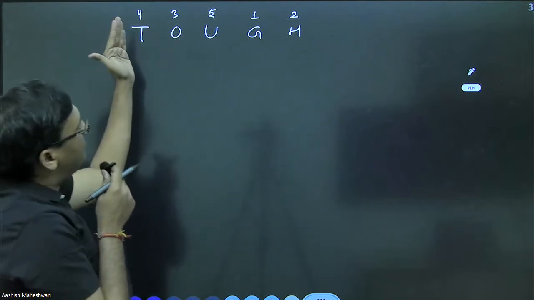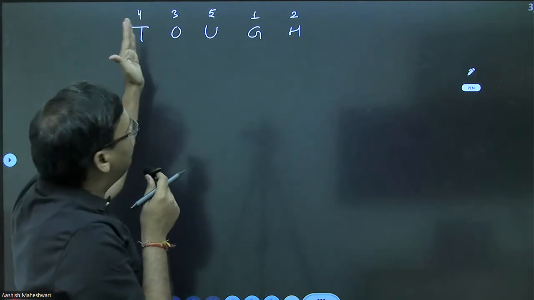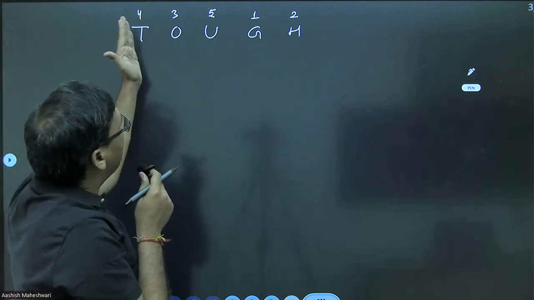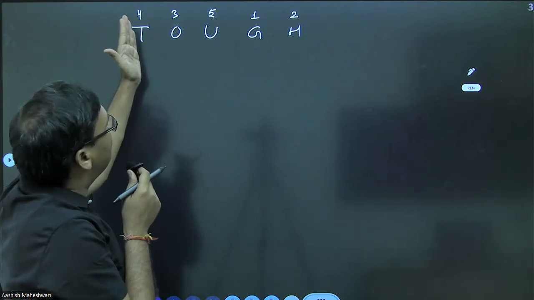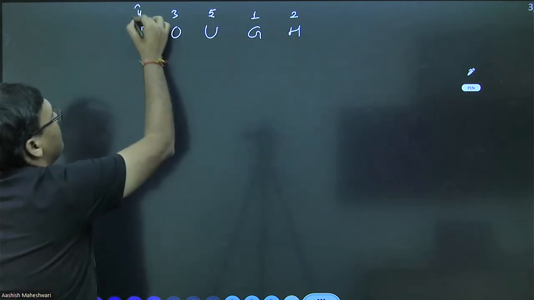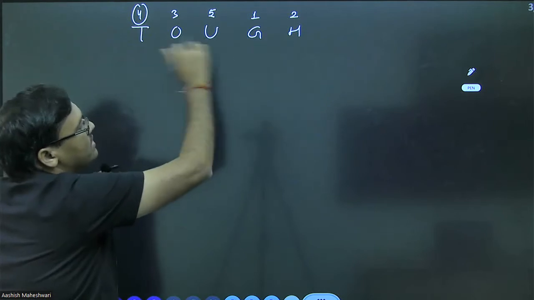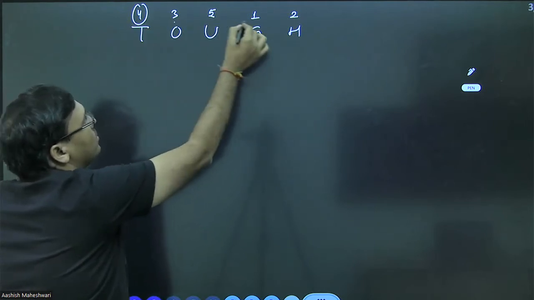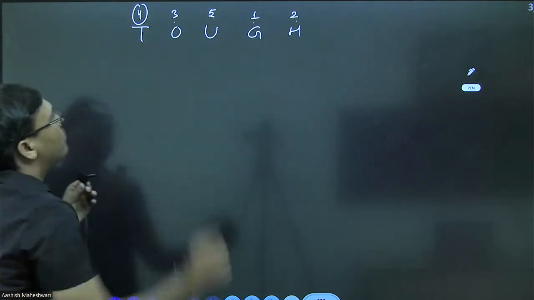Now just start from left. From left, how many numbers can you see which are less than 4 on the right hand side of this? This is 4. How many numbers can you see which are less than 4? We have 1, 2, 3. So we will write 3 here.